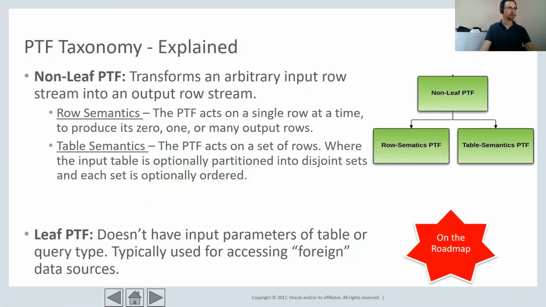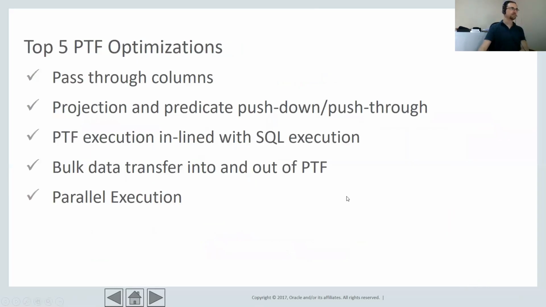Okay, and say we've got row versus table semantics. Row semantics is where for each row you can assign a particular value to columns, and table semantics is where you actually operate on the whole set. Right, okay. Yes, this is an area where I'm a bit shaky. So as you say, we don't have leaf PTFs yet, so let's move on.